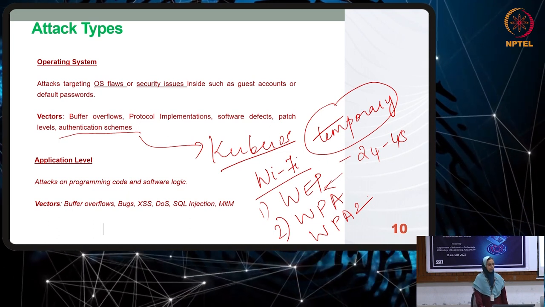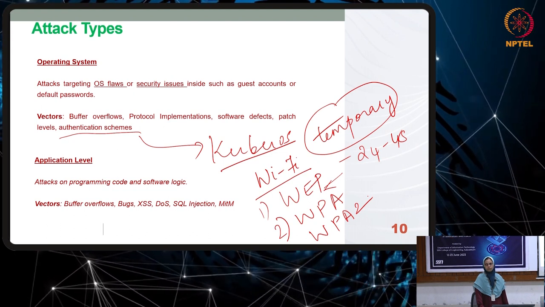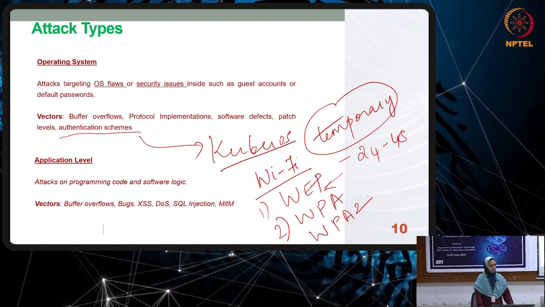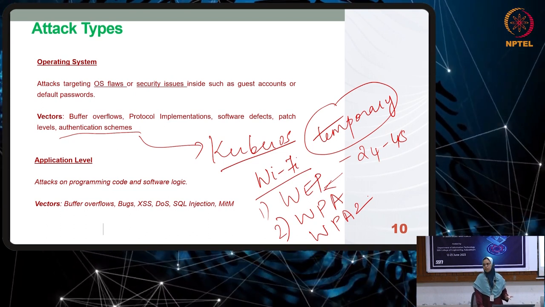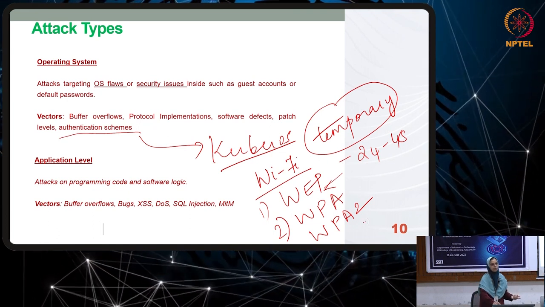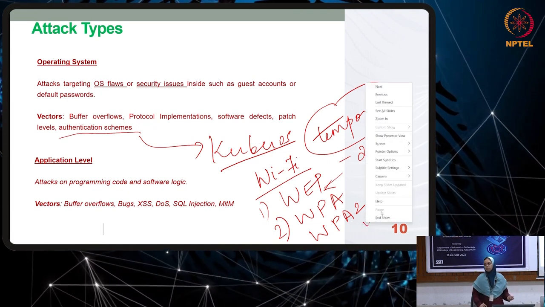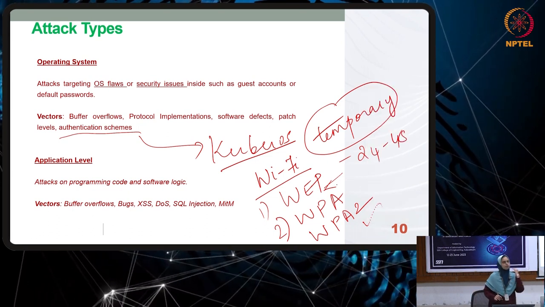Now I tell you, I am using WEP, am I secure or not? Not secure anymore. That authentication scheme is vulnerable to cyber attack. If you are still using it, you are no more secure. So which am I supposed to use now? WPA2. Understand? So whichever authentication scheme you use should be the latest one.